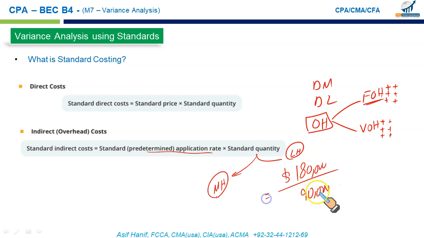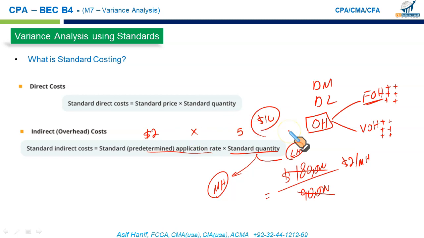So our overhead application rate is going to be $2 per machine hour, which means an item that takes 4 hours in completion will be charged 4 times 2, $8 of manufacturing overhead rate. So this is how we calculate the standard indirect cost. Standard application rate is $2 multiplied by the standard quantity of machine hours which any production unit takes. Let's say 5 hours are taken by a certain unit. So $10 of indirect cost will go to that production.